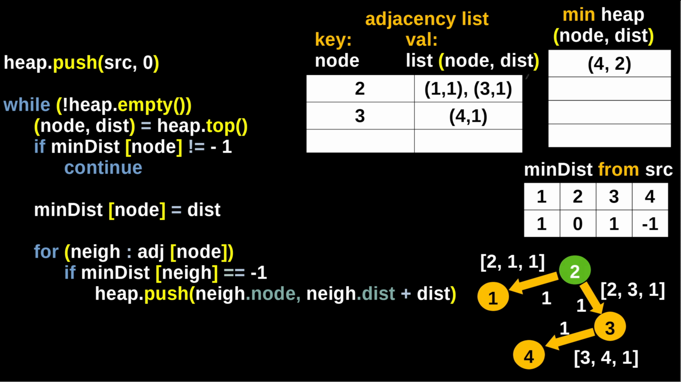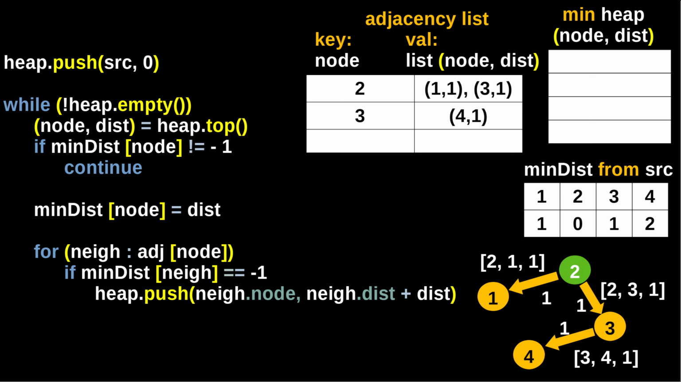Again, we are at the top of the while loop. We take the first item, and that is 4, 2. We update the minimum distance table for 4 as 2. The node 4 has no neighbors, so there's nothing to put onto the heap. Now the heap is empty, and we are done with the while loop. To establish the minimum time it will take for the signal to travel from the source node to all the nodes, all we have to do is take the maximum value in the minimum distance table.